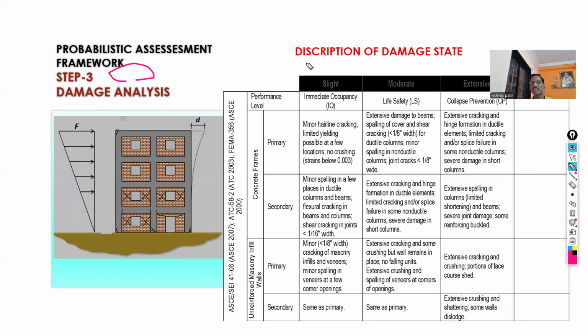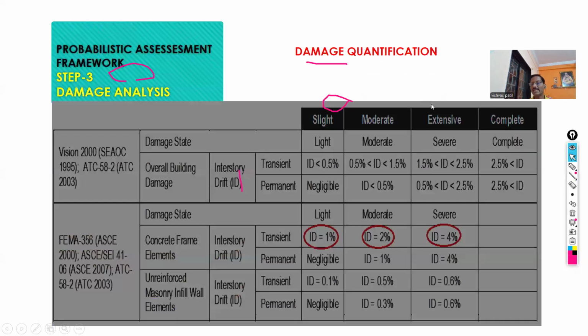Now this is the description of the damage states. Description means definition. For example, immediate occupancy. What is meant by immediate occupancy? It is minor hairline cracking, with limited yielding possible at a few locations. So this is the description of the damage states, and it is defined in different codes. These are the relevant codes in which the definition of these damage states is given.